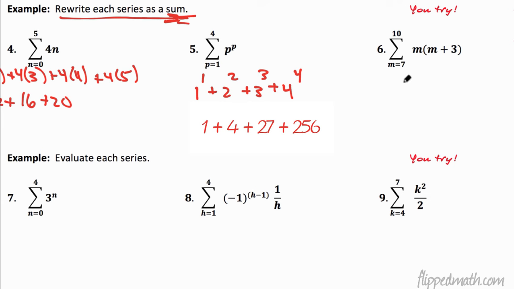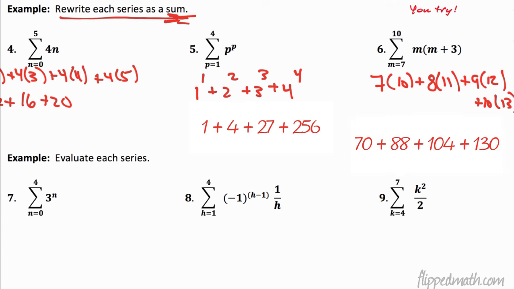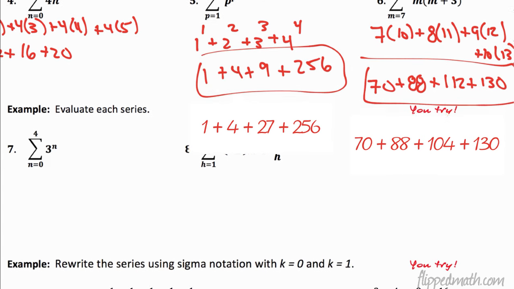All right, so for number 6, we get 7 times 10 plus 8 times 11 plus 9 times 12 plus, Mr. Kelly runs out of room, 10 times 13. All right, so what does that equal? So we get 70 plus 88 plus 130. That is a sum, so we're done with that one. Hopefully you got that one right. Let's go on to number 7 here.